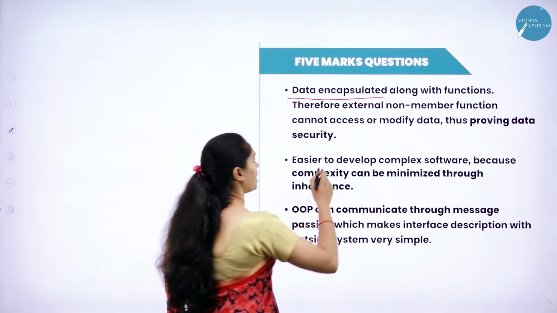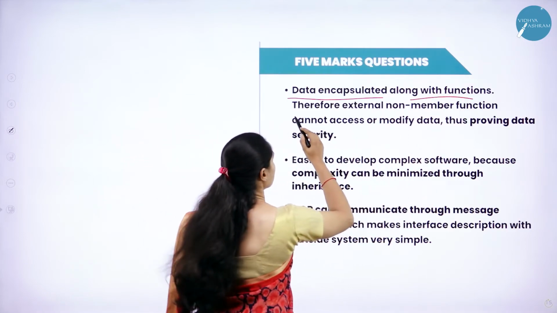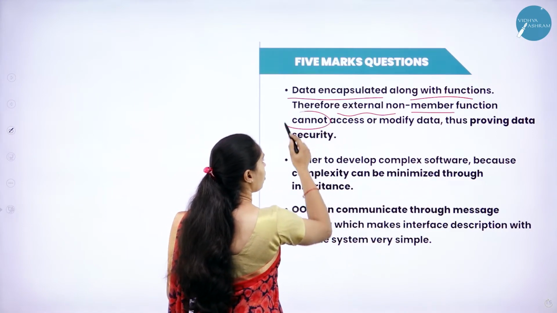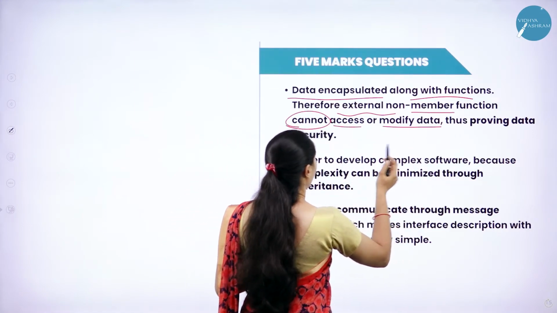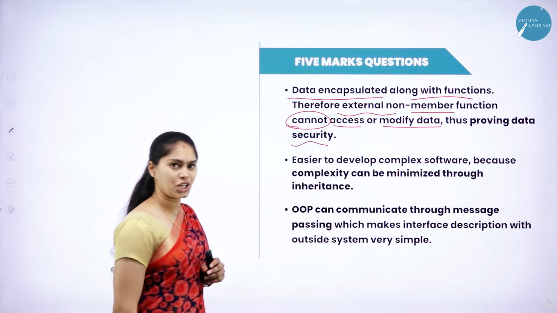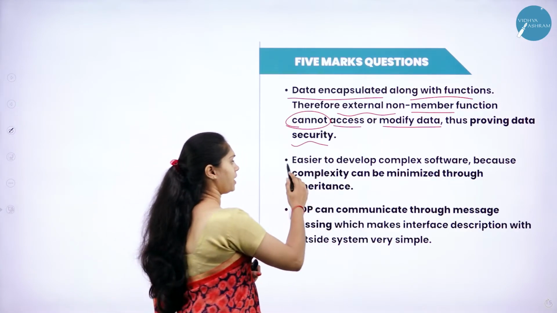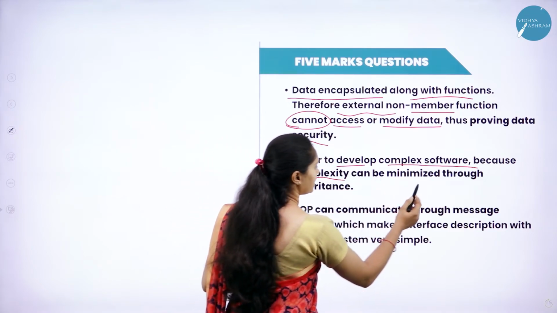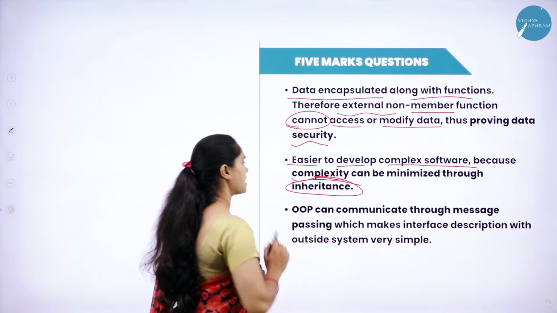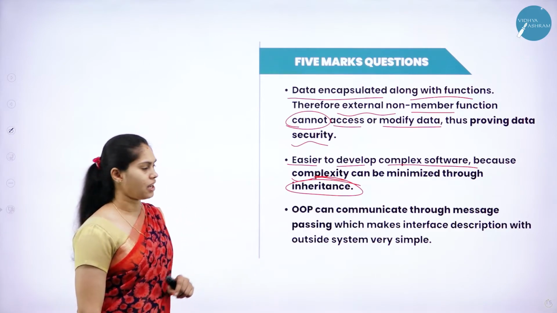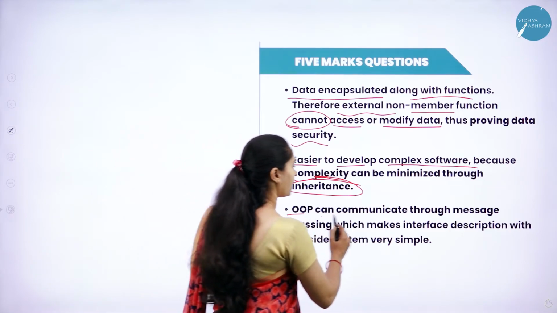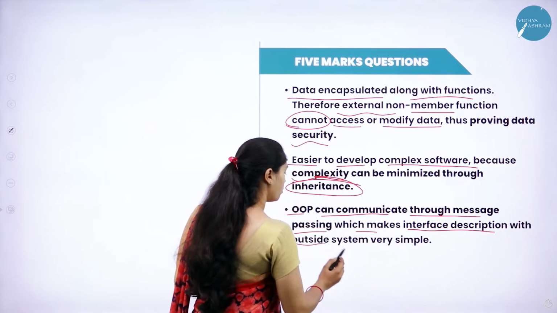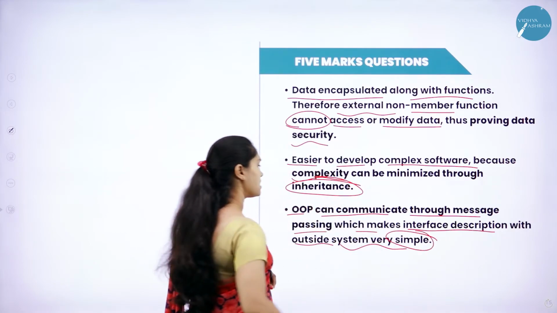So the data is encapsulated along with the function, so an external non-member function cannot access or modify the data. That provides security. And also it will be easier to develop complex software, because this complexity can be reduced with the help of the inheritance concept. And also OOP can communicate through message passing, which makes interface description with outside systems very simple.